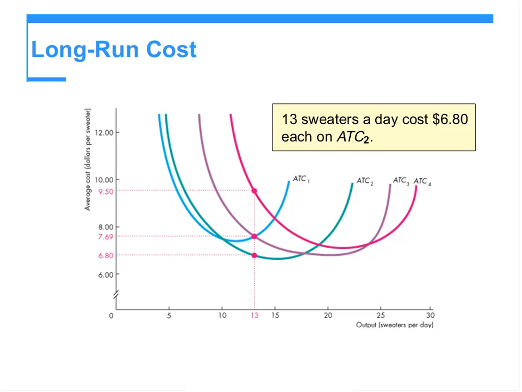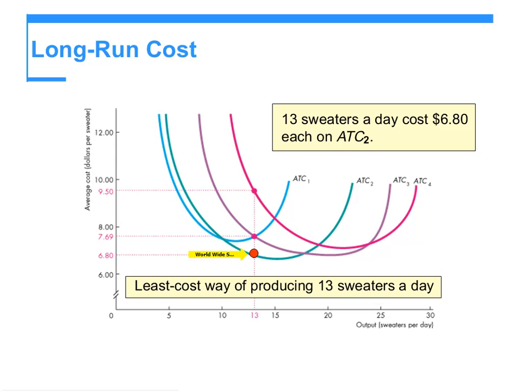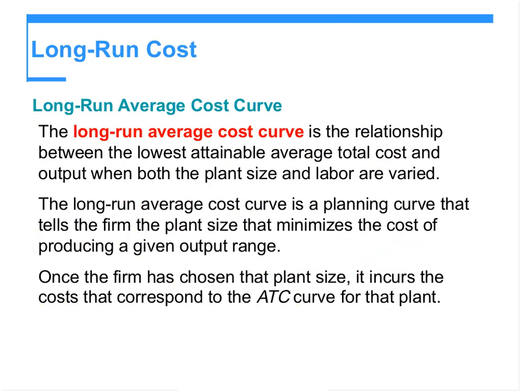So, which one will you choose? 13 sweaters a day cost 6.8 each on ATC. That shows the minimum least cost way of producing 13 sweaters a day. To get the lowest average total cost, it is better to have 2 knitting machines running. So this is how you come up with the best results. The long run average cost curve is the relationship between the lowest attainable average total cost and output when both the plant size and labor are varied.